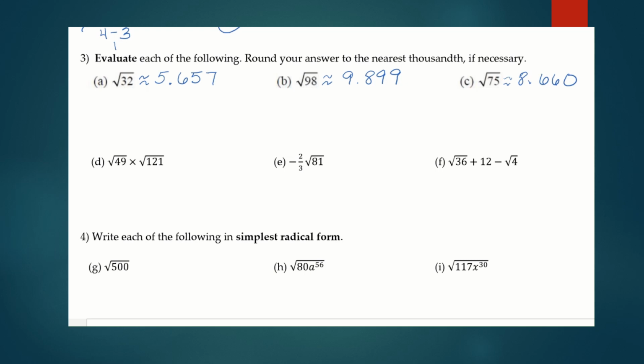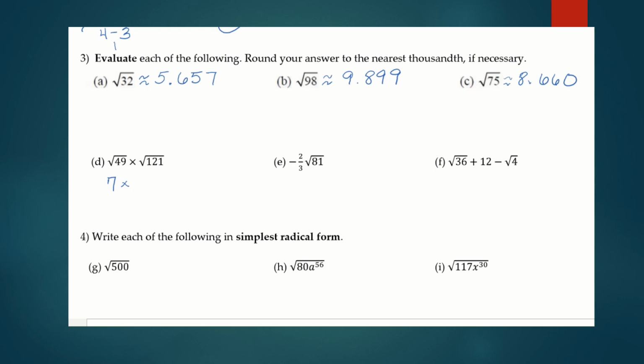All right, so now we're going to do some multiplying and adding and subtracting, and we're just going to evaluate what we get. So the square root of 49, okay, square root of 49. Now I'm not sure if some of you remember this number, but 49 is a perfect square. When I take the square root of it, I get 7, because 7 times 7 is 49.